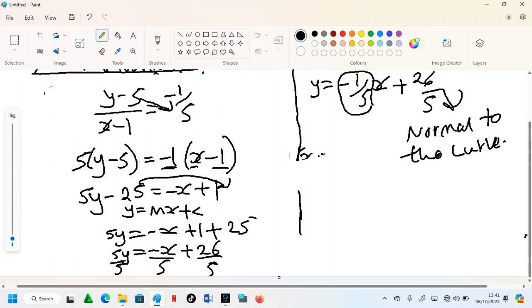When you write your equation in the form y is mx plus c, this one must always be the gradient. I hope the video is helpful to you, and you can get the equation of the tangent and the normal to the curve.